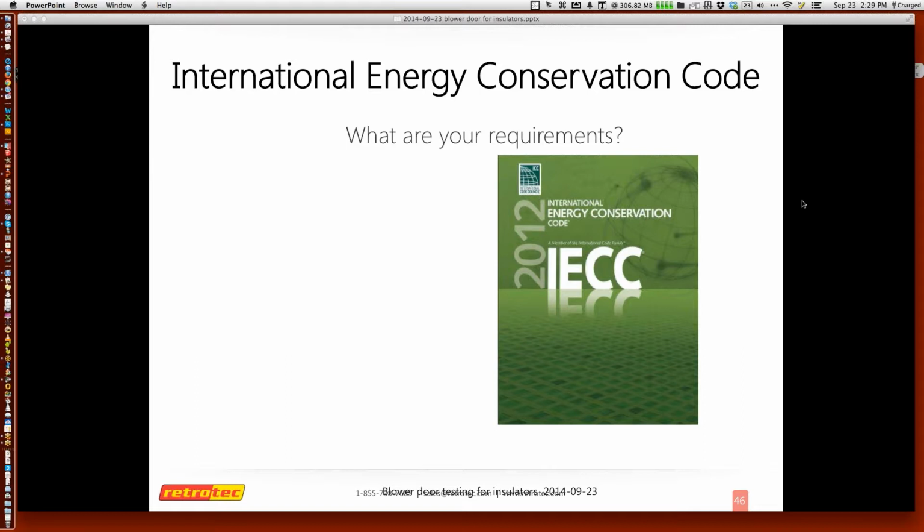The other question, and I try to avoid polls because they slow things down, but if you could give me a clue as to what code you are currently on, and does it require blower door testing? If you could tell me if it's 2009 or 12, and whether you are required to do a blower door test, in the questions, that would help a lot.